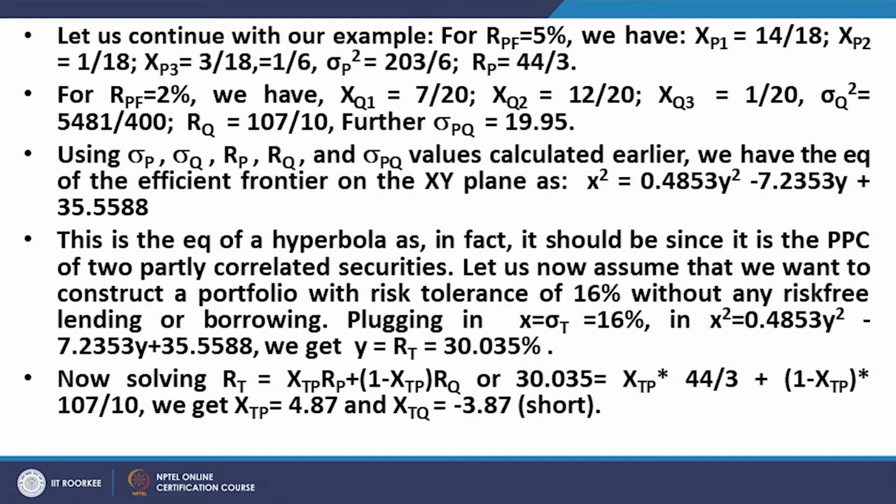And now we can solve the expression for the expected return in terms of the composition vector. We get r t is equal to x t p r p plus 1 minus x t p r q. We know r p, we know r q and we know r t as well. We can find out the content of x t p, that is the composition of p in t, and the full composition of t in terms of A, B and C is now obtained as x t I is equal to 4.87 x p I minus 3.87 x q I, where I represents A, B and C.